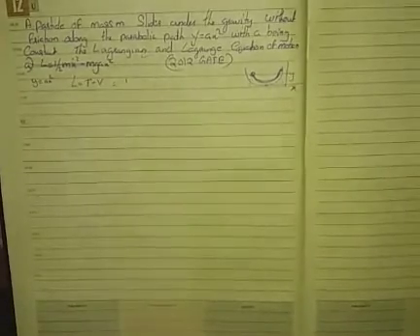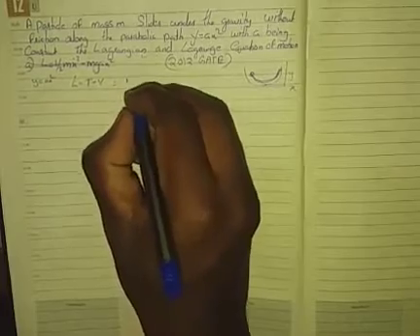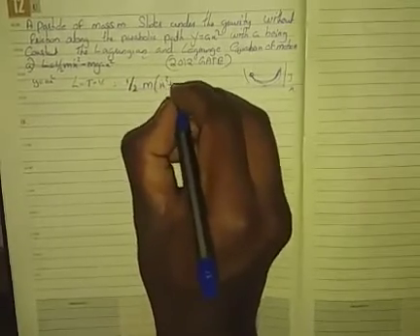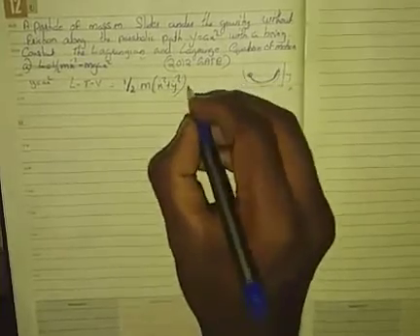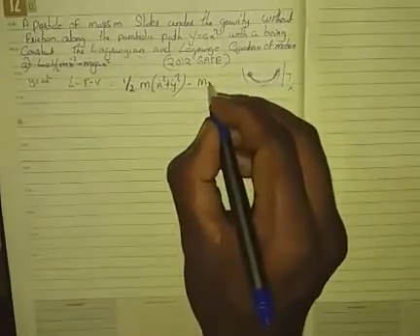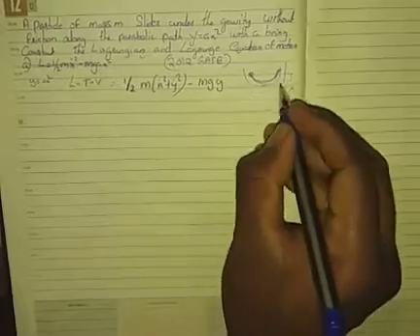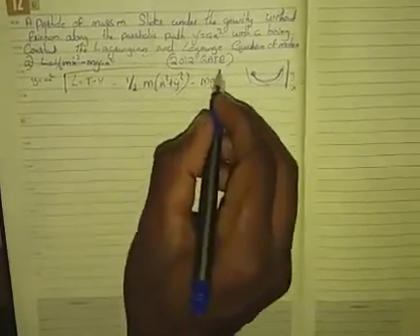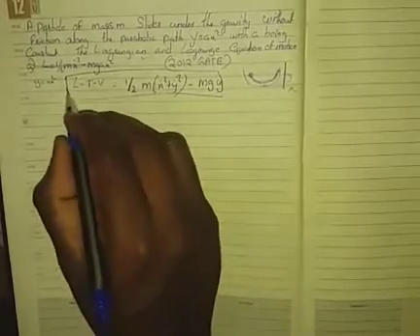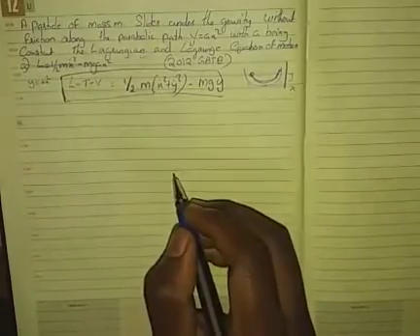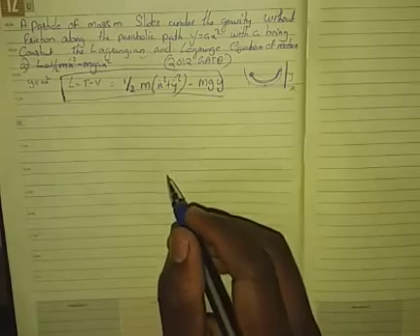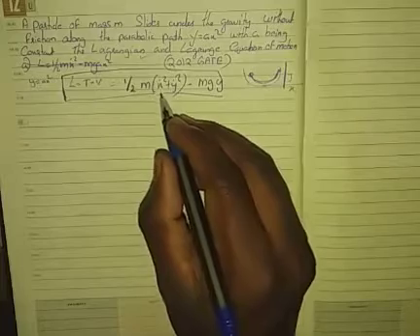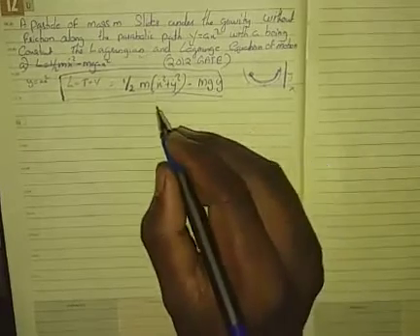So in 2 dimensions, the basic kinetic energy will be half m into x dot square plus y dot square, and the potential energy will be exactly m g y, because y is the axis along which gravity is acting. This is the basic form of the Lagrangian, which we can write using the equations of kinetic and potential energy respectively.